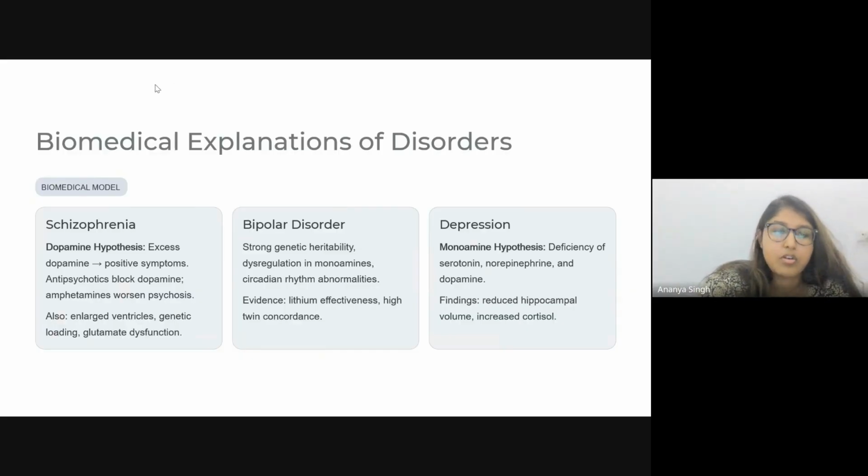Then bipolar disorder also shares strong genetic links with schizophrenia. Remember that much.